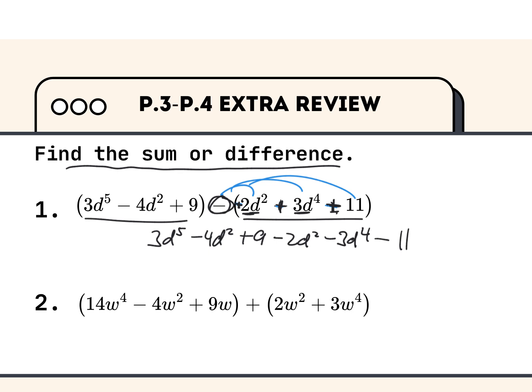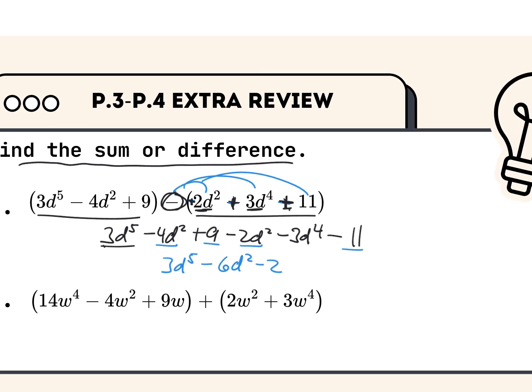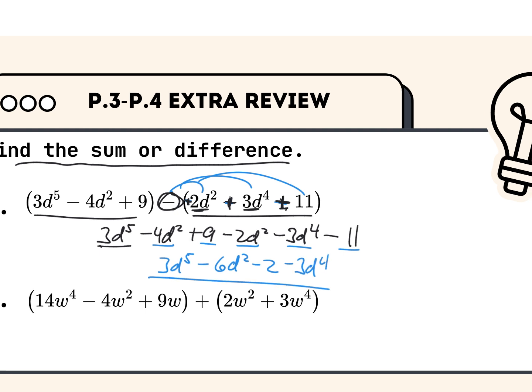And then from here, we just have to combine like terms. Nothing else has a d to the fifth. D squared and d squared are going to combine. Negative 4 minus 2 is going to get you a negative 6 d squared. 9 minus 11 is going to get you a negative 2. And nothing combines with negative 3d to the fourth. All right, so we can just leave it like that.